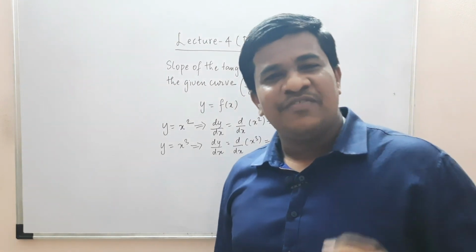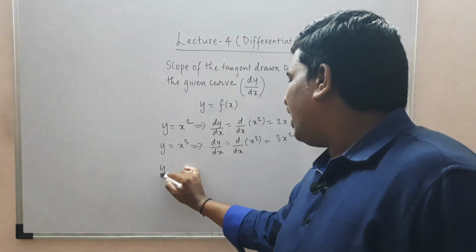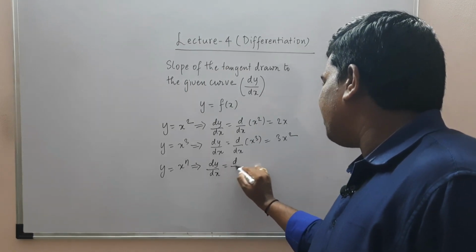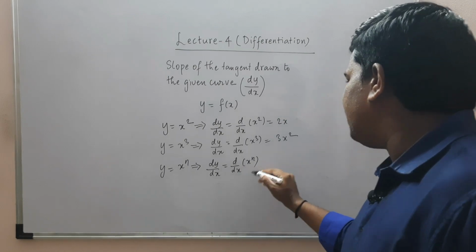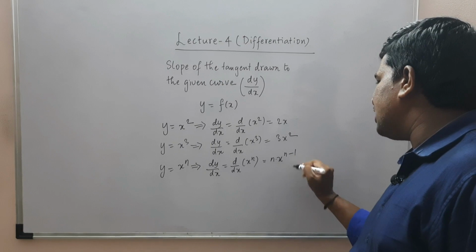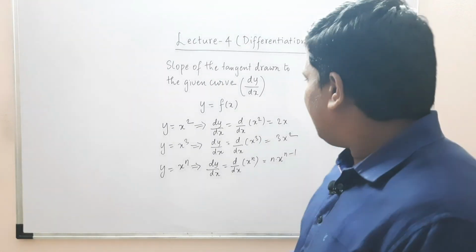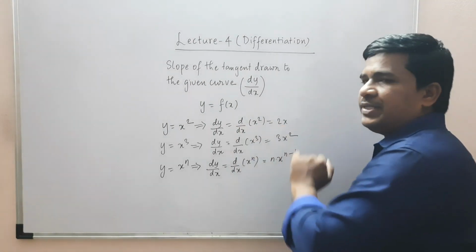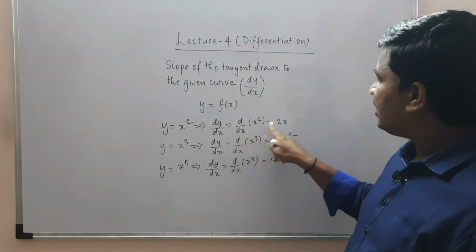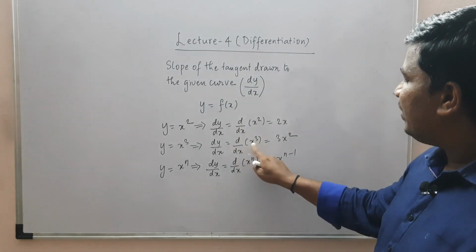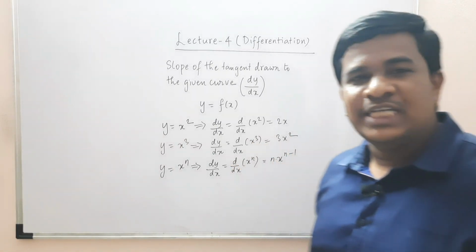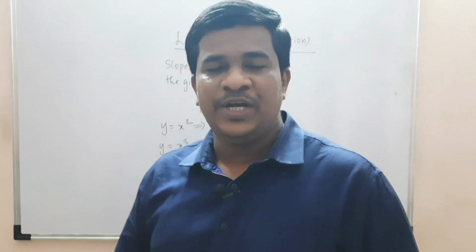Based on all these observations, we have concluded that if you have y equal to x power n, then dy by dx, that is d by dx of x power n, is equal to n into x power n minus 1. What do we actually call d by dx of x square? We call it the derivative of x square with respect to x. The derivative of x square with respect to x is 2x. The derivative of x cube with respect to x is 3x square. The derivative of x power n with respect to x is n into x power n minus 1. So this is what we concluded in our previous video.